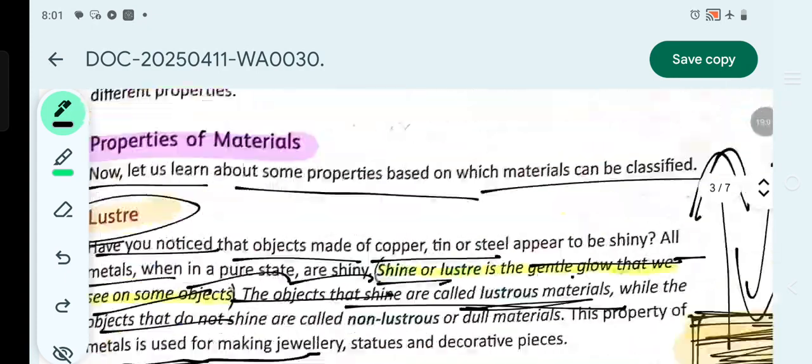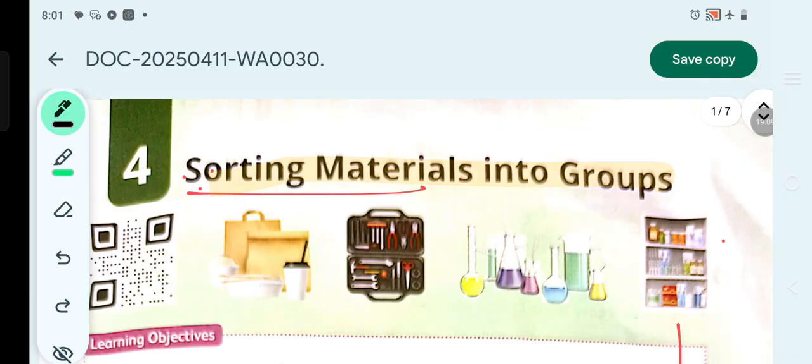Now the rest of it we will study in the next part of the video, sorting materials into groups.